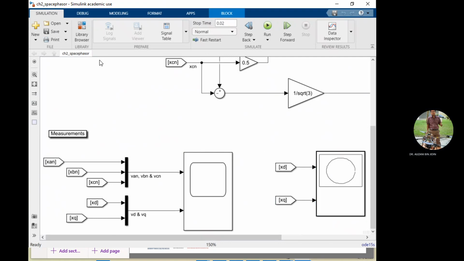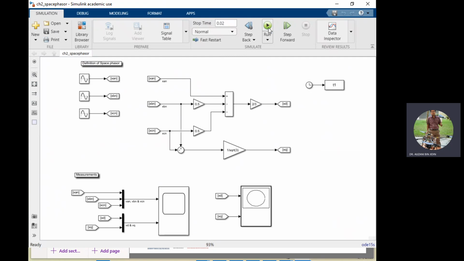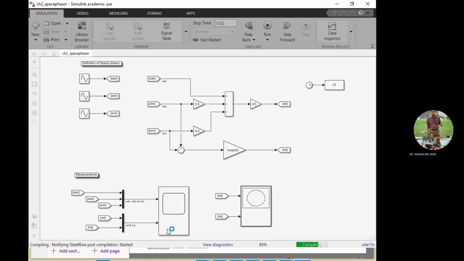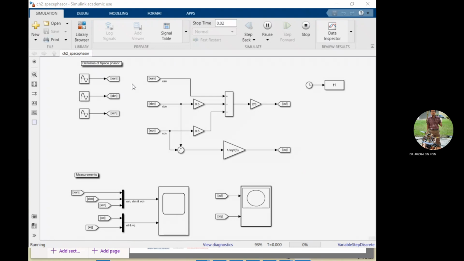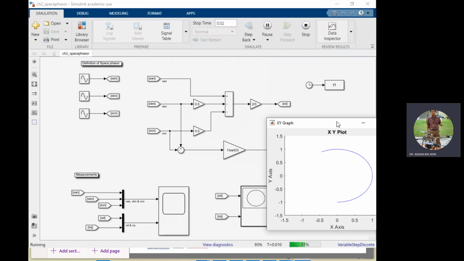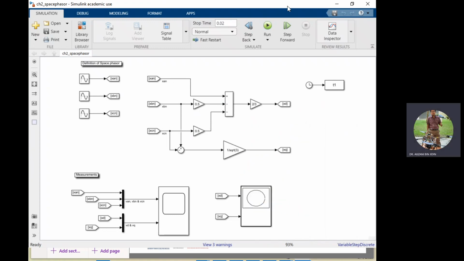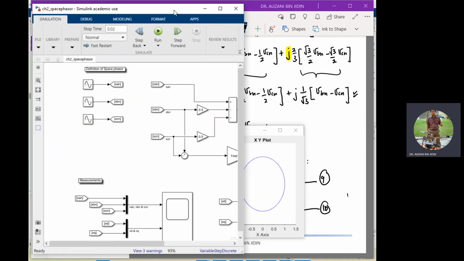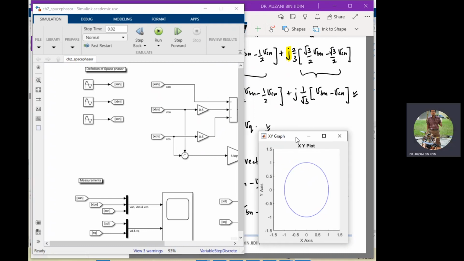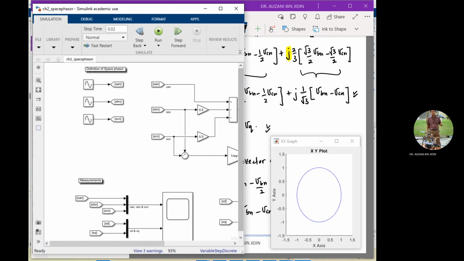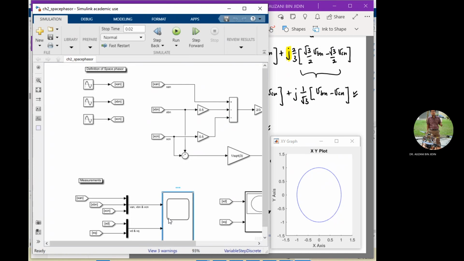Okay. And then we can run the simulation. Maybe I need to resize the window first. Minta sini. And the waveform.